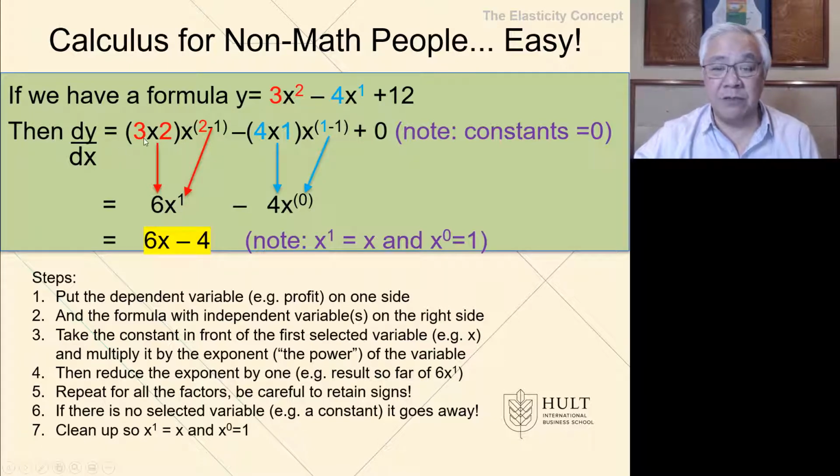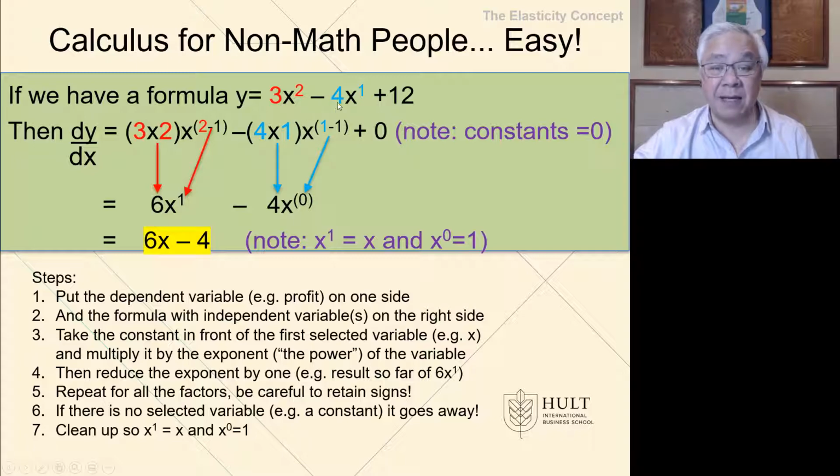And what we do mechanically is notice that we take the 3, the coefficient, the constant right in front of the first variable, and stick it right there. Then we take the power or the exponent of that variable and stick it right there. So now that's in front of the x. Then we write x, and then we reduce the power by 1. So it's 2 minus 1 there. Then here we preserve the minus sign.